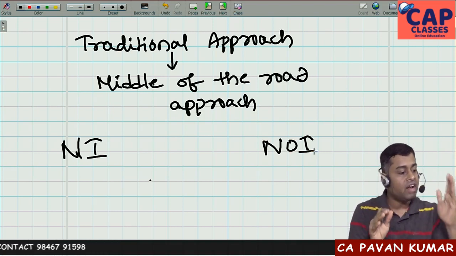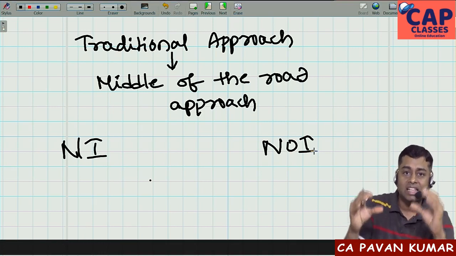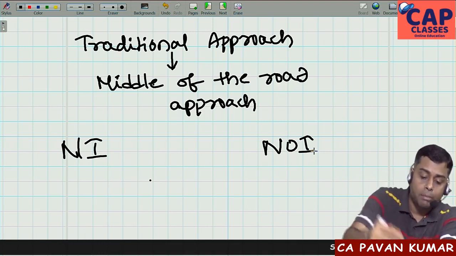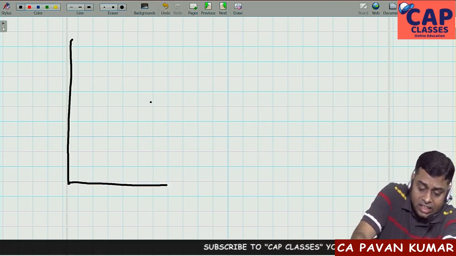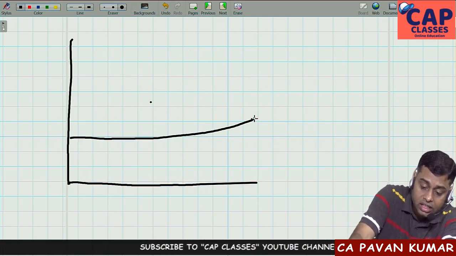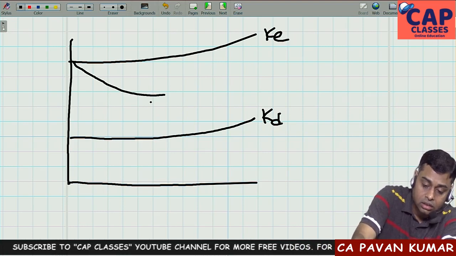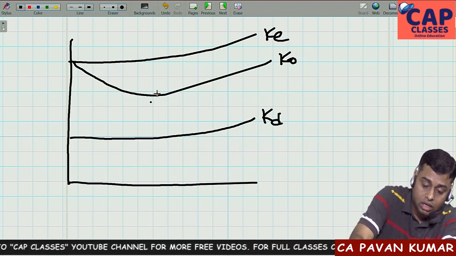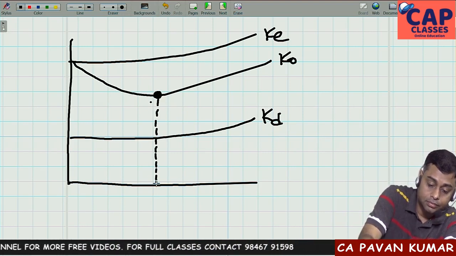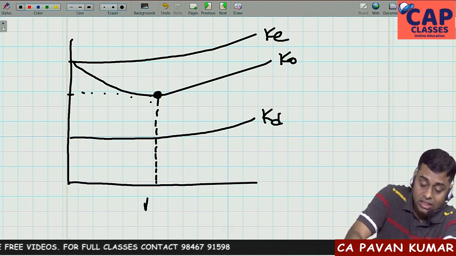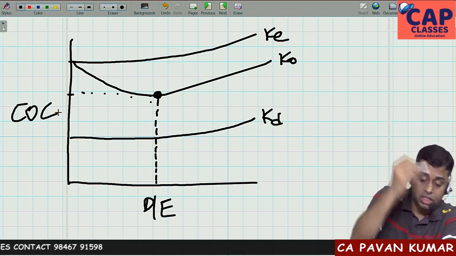Net income approach is one end. Net operating income approach is another end. This traditional approach wants to balance both the approaches. How does it balance? Now, look here. First, try to understand this graph. This is KD. This is KE. This is KO. This is debt equity mix or financial leverage, usage of debt, whatever you call. This is cost of capital.